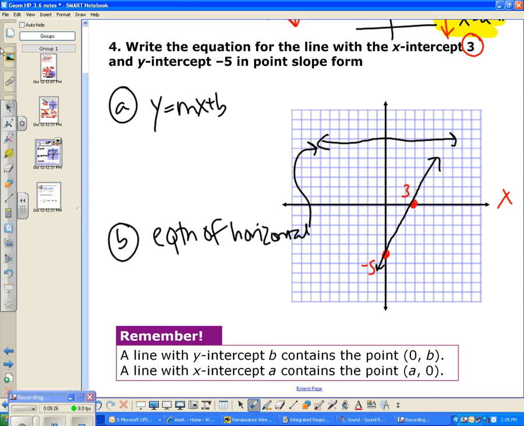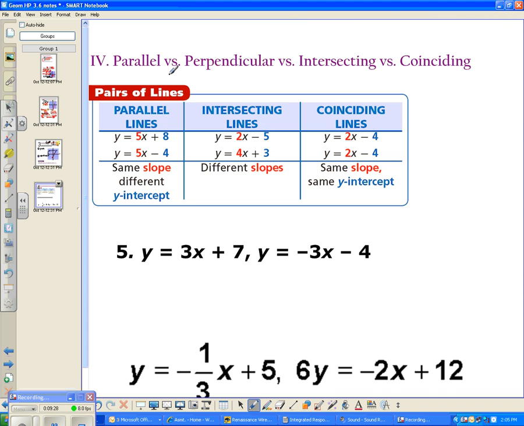All right, and last but certainly not least, parallel lines versus perpendicular lines versus intersecting lines versus coinciding lines. Oh my goodness. Okay, so we already know parallel means that they never meet, and we should remember from algebra that that's because they have the same slope. So if you look at these two equations, they have the same slope. But notice that their b's are different, so their y-intercepts are different. Those are going to be parallel.